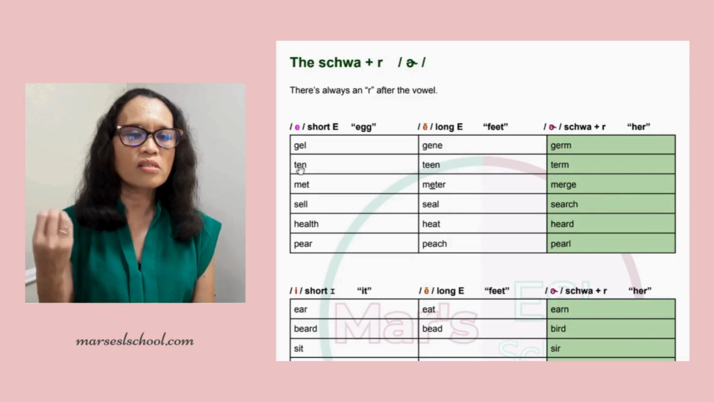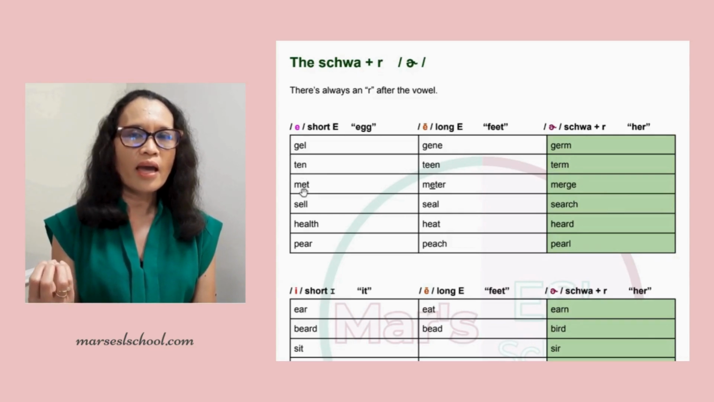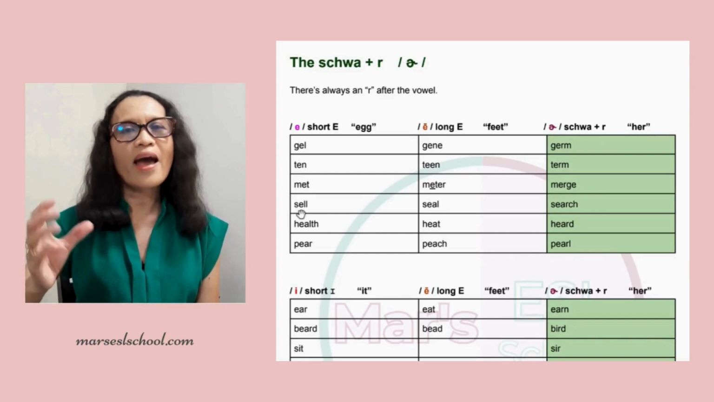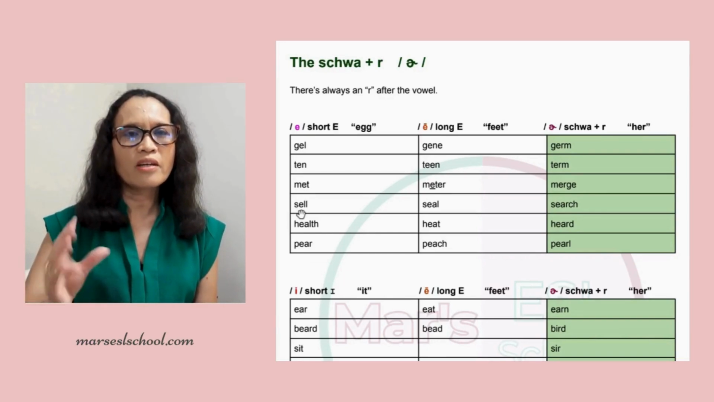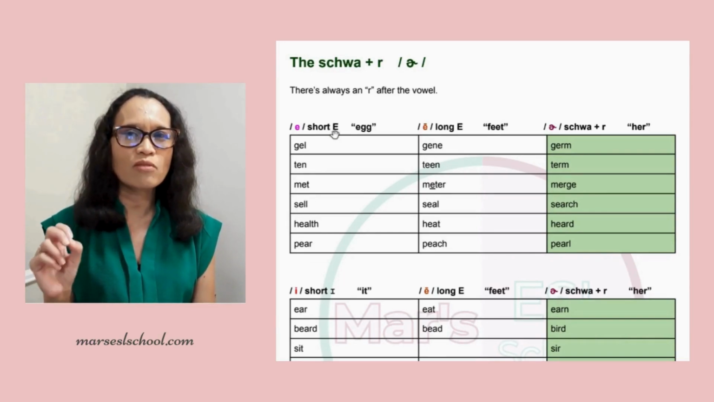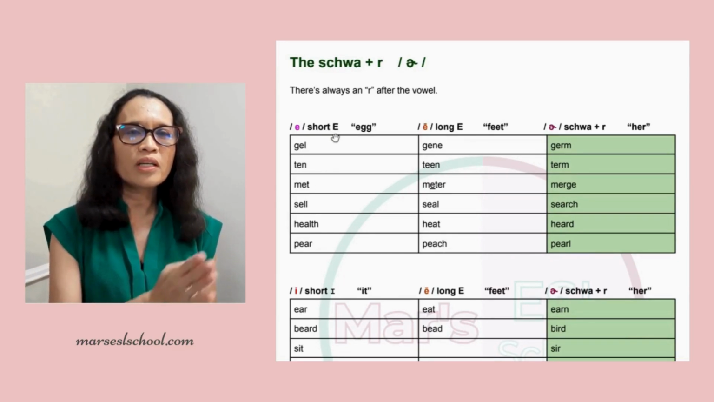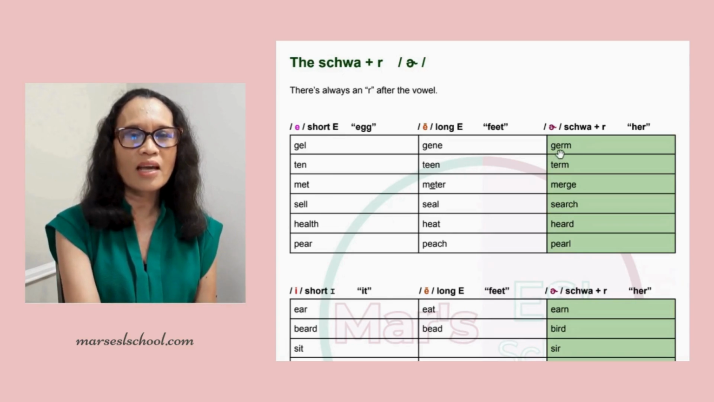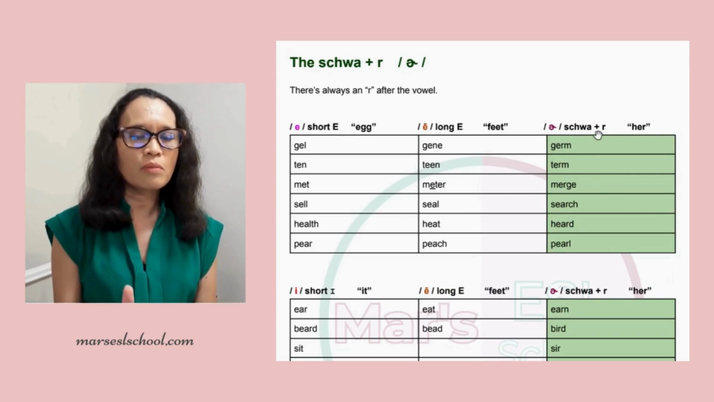They're also single syllable words. And these words have a normal pattern of having a short E sound in them. But when we put an R after the letter E, the vowel sound changes, and it changes to the schwa+r. Now let's look at our examples.